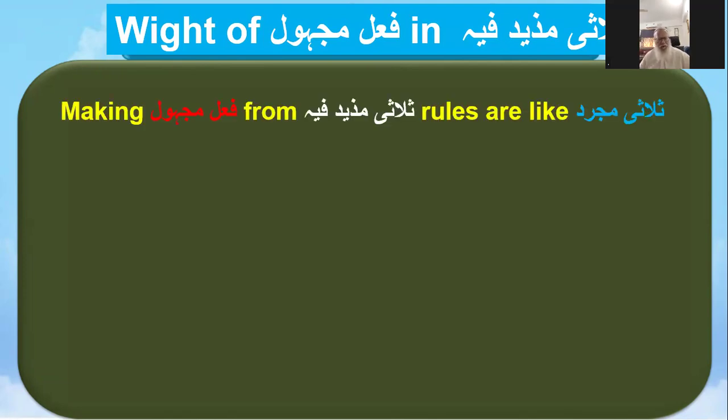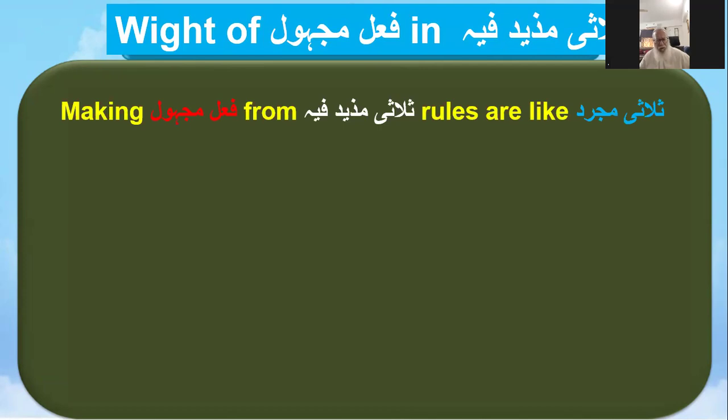We have already done these tables in QC2 and some part in QC4. They are not a new thing. Yes, the complete table is shown here too, with all the 14 sigha. Next is the wazn of fi'l majhul in salasi mazid.